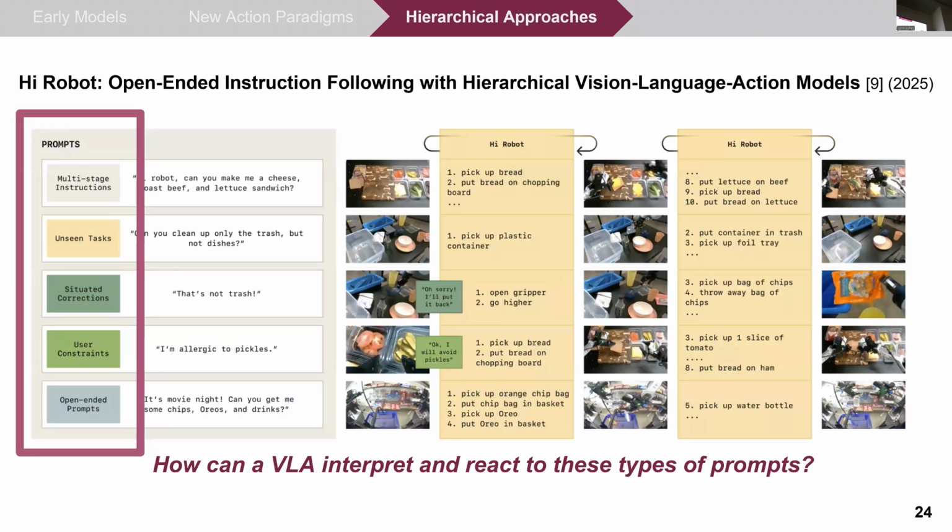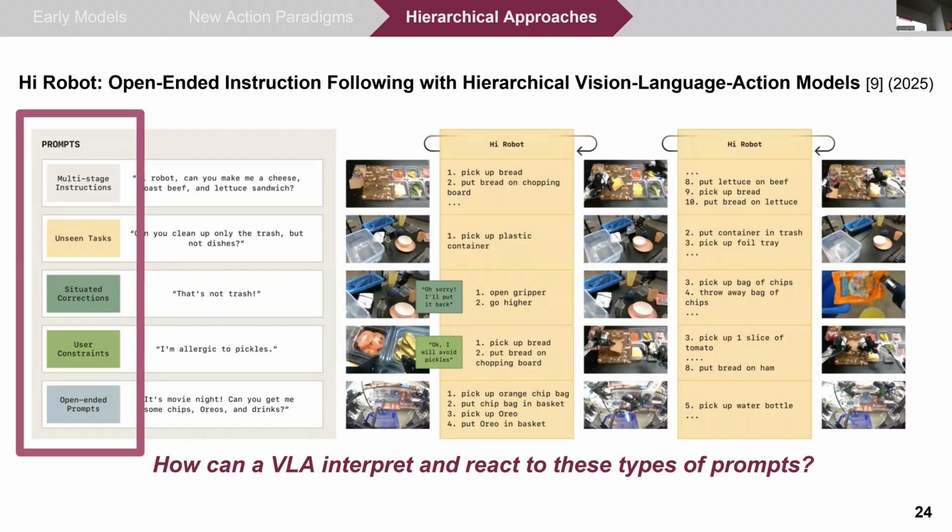Now that's all well and good, but we've seen really simple skills so far, and we haven't seen a lot of talk about complex prompts or user engagement with a VLA. If you want to actually deploy robots for general use, you need them to be able to respond to humans that are interacting with the robot, potentially intervening or giving corrections. And so in Hi Robot, this is an open-ended instruction-following hierarchical vision language action model.